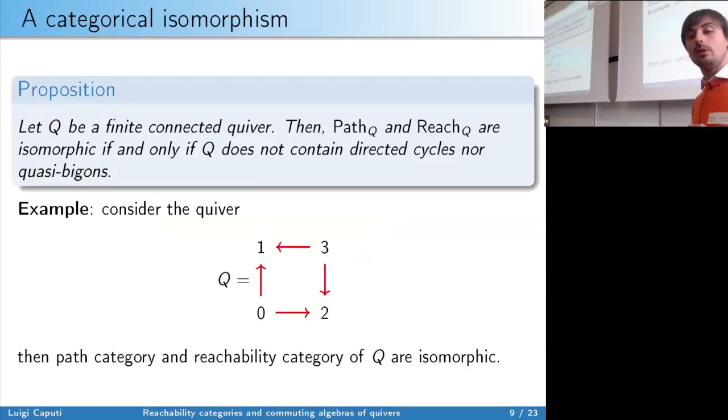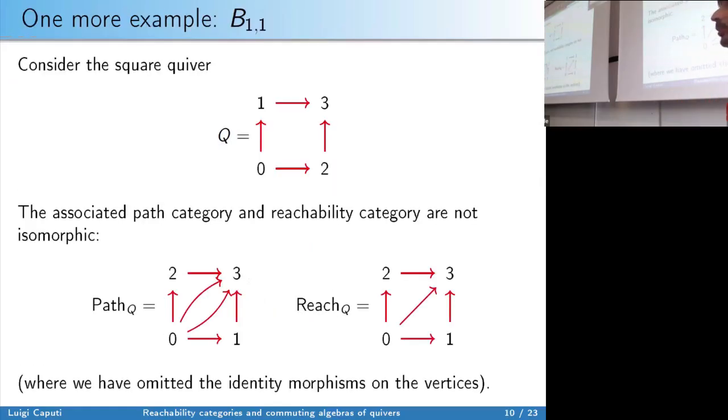So let me show an example, a very easy example. This is not a polytree because the underlying graph is a cycle. On the other hand, the path category and the reachability category are still isomorphic. Let me give another example to make clearer what's happening there.